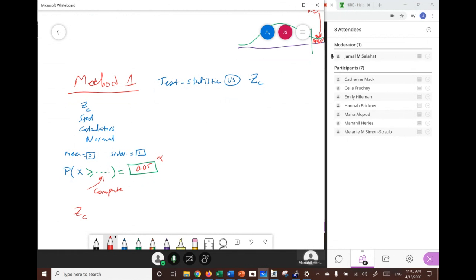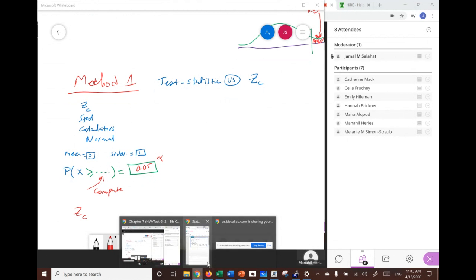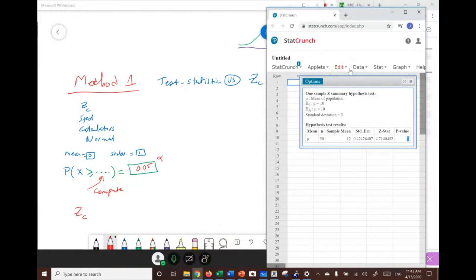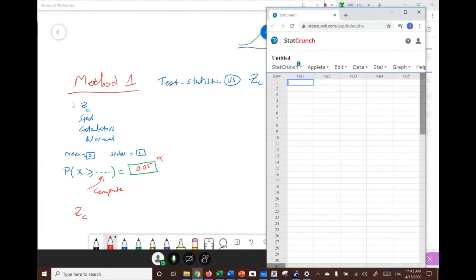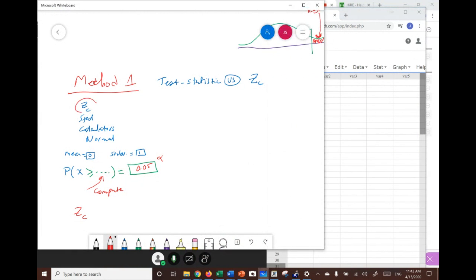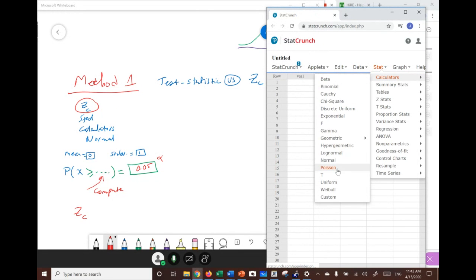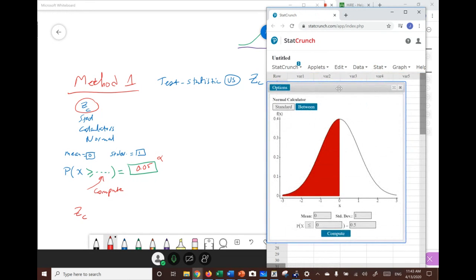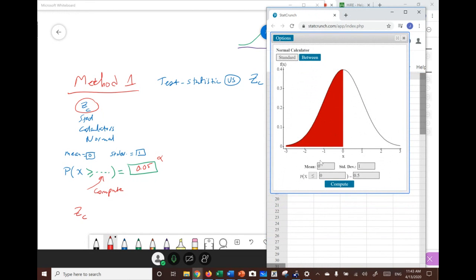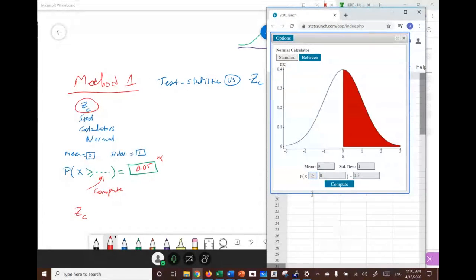Let's use StatCrunch and find the Z critical. I'm going to follow those steps. The first step is Stat. Then I go to Calculators and down to Normal. Notice that I'm going to go into greater than, because the way it is right now, the red is on the left. I want the red on the right, so I'm going to choose right.